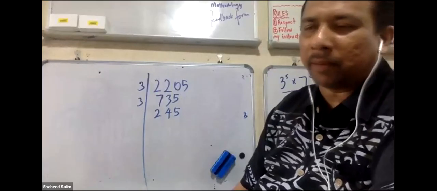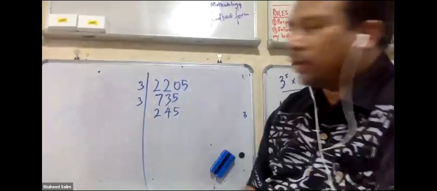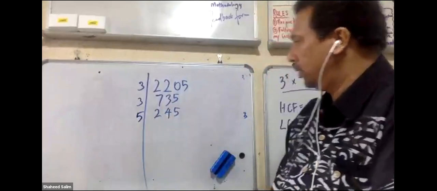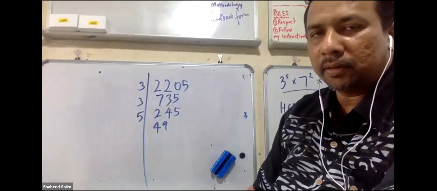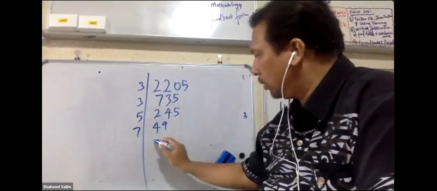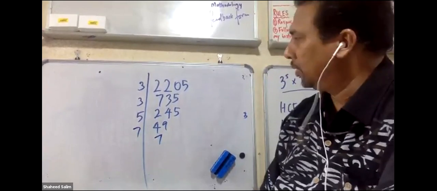No. What's the next prime number? Not 4. 4 is not a prime number. Next prime number after 3 is 5. Can you divide by 5? Yeah. What do you get? 49. Good. Can you divide by 5 some more? No. Divide by the next prime number. What's the next prime number? 7. Good. You get 7. Can you divide by 7 some more? Yeah. You get 1.